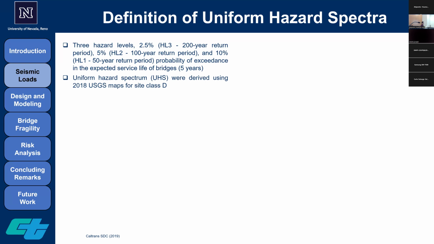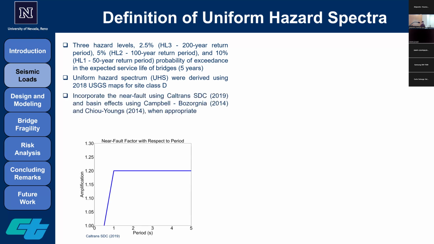We used the USGS Uniform Hazard tool to derive these UHS curves based on the location. The assumption, based on the request of Caltrans, was site class D for all of these locations, with a shear wave velocity of 259. For the sake of this research, because we have 2 locations that are near the fault, we also checked the effect of basin and the near-fault effect using the recommendations of Bozorgnia 2014 and Caltrans SDC. The only location that could be affected by the basin effect was Los Angeles, which was not the case here. We also checked the near-fault effect using the Caltrans method, which is the amplification method.